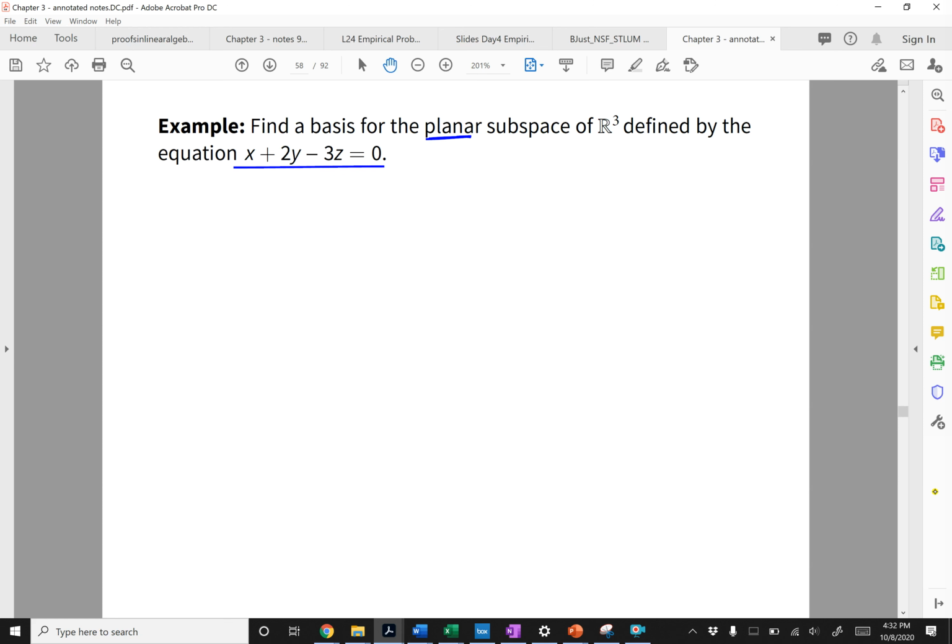So I could pick one. I could pick any x, y, and z to make that true. If I just pick, looks like 1, 1, 1 will work. So 1, 1, 1, because 1 plus 2, 1 minus 3, 1 equals 0.